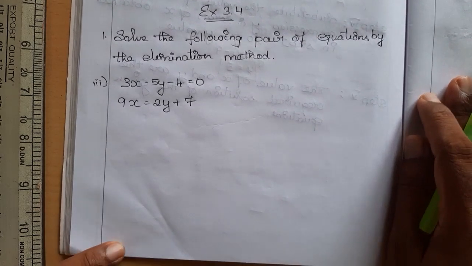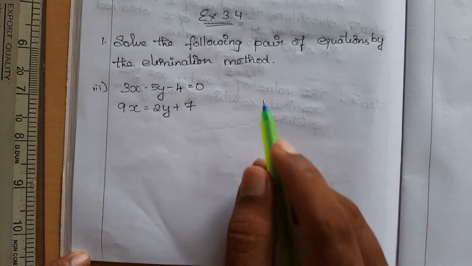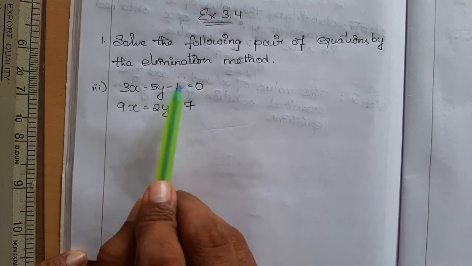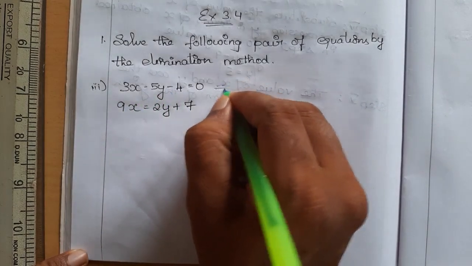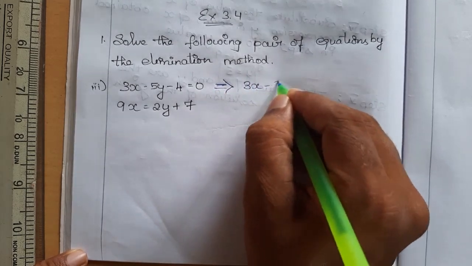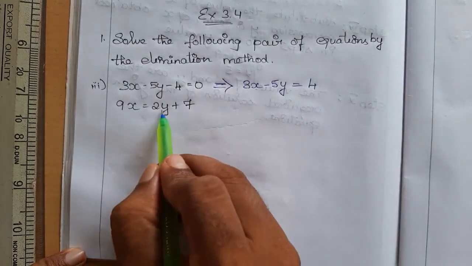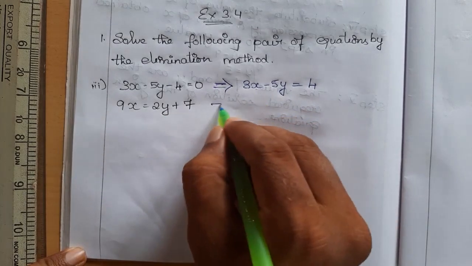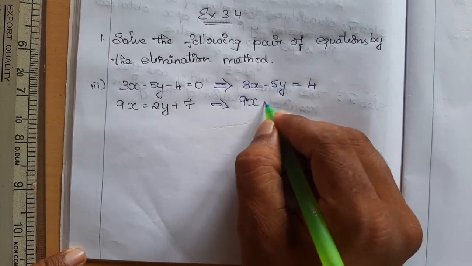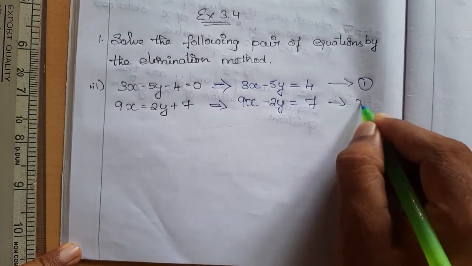So let me take this example, this problem. First check whether it is in the correct form. In the elimination method, you write the variables on the left hand side and the constant on the right hand side. So I will rewrite this equation with the variable on the left hand side, and I will take this constant to the right hand side. It will become plus 4, and here the variable has to move to the right hand side. So this equation will become 9x minus 2y is equal to 7. Let it be equation 1, equation 2.